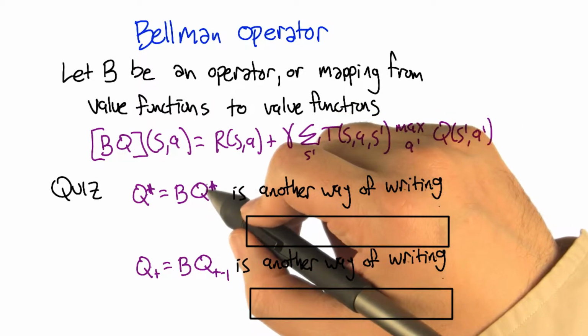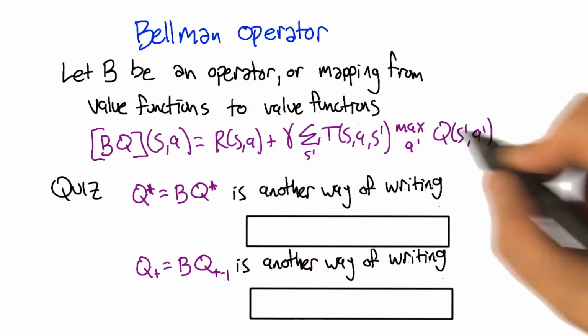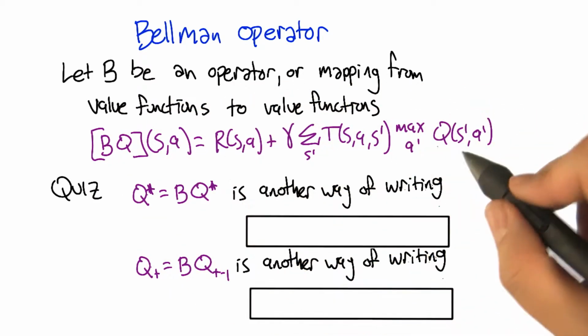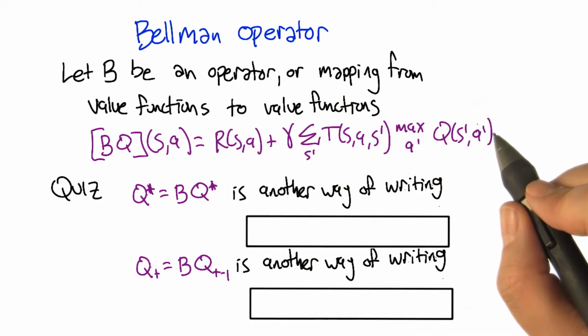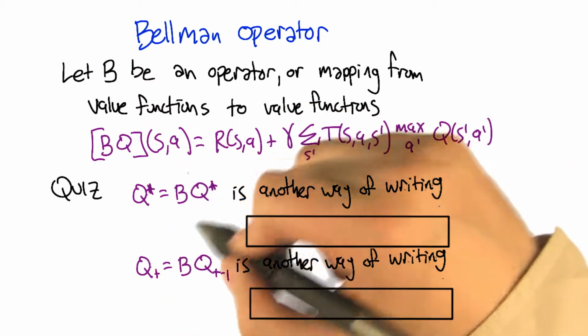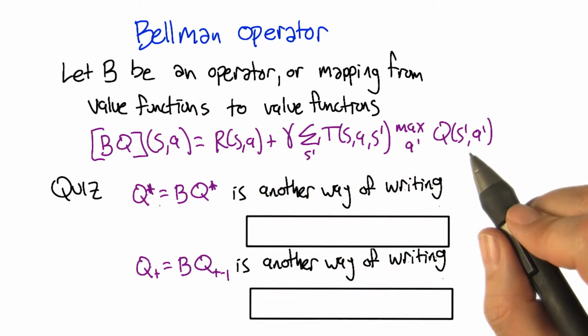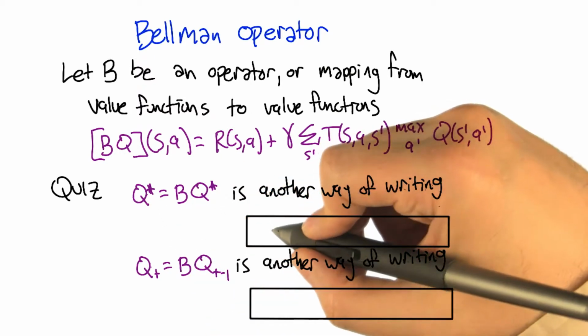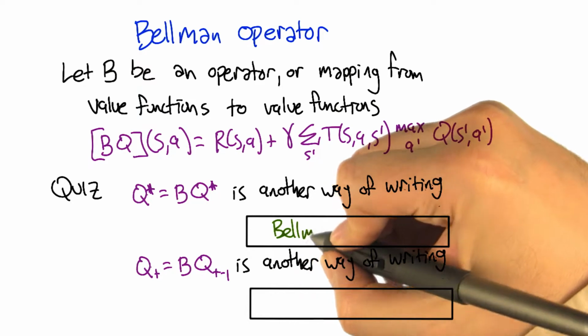If you actually take this BQ star and replace it with the definition according to this operator definition above, that says that Q star is actually equal to, well, that's the definition of Q star. Do we have a name for that? Q star? Sure, we have a name for Q star, but the equation that defines Q star. Well, it's the Bellman equation. Yay! Oh, that was easy.